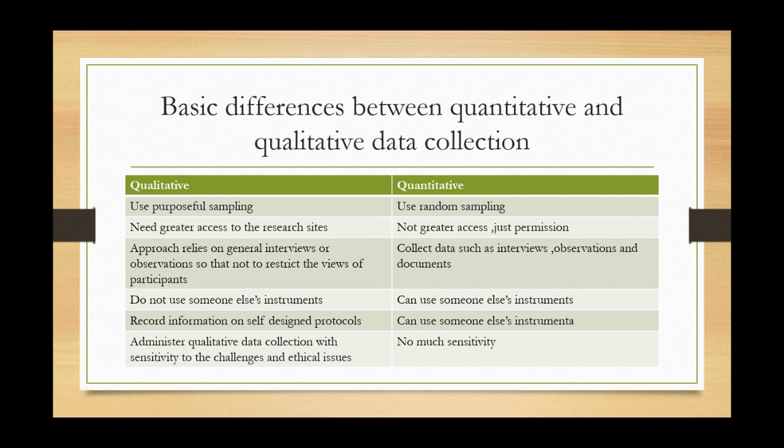Starting with the first difference, in quantitative research we systematically identify our participants and sites through what we call random sampling. If you are doing quantitative research, then there is an equal chance of selecting participants or sites, and in that case you use random sampling.